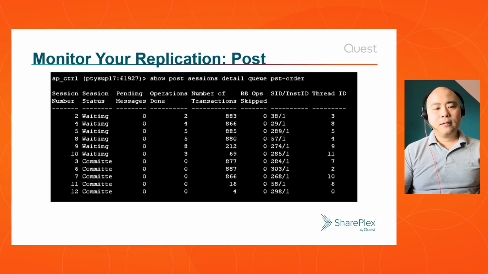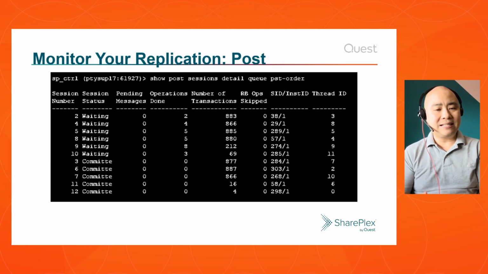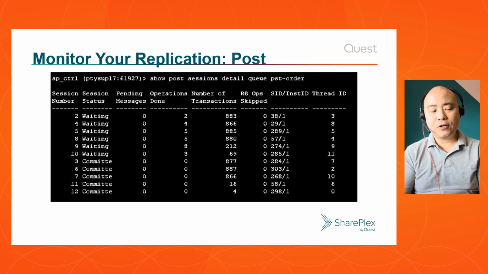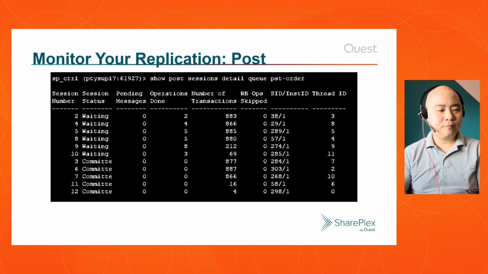This is using show post sessions detail. We can find what sessions are doing what. In this particular example, all the sessions that are active basically are waiting. The committed ones might stay open as an open connection, but they are not being used right now because they just ran a commit. They are waiting for more data.